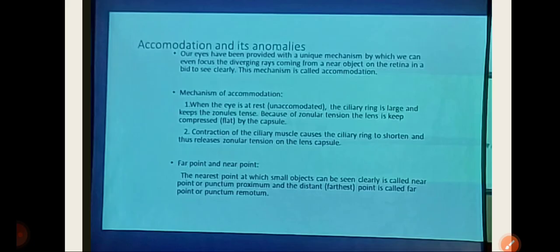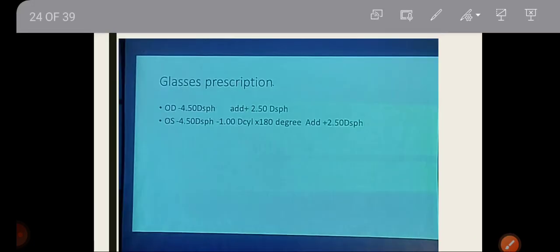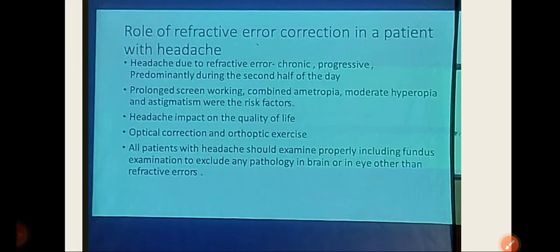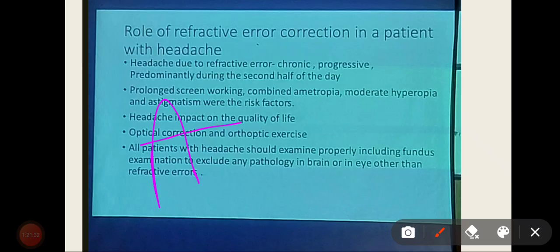So, range and amplitude of accommodation. The range of accommodation is the distance between the near point and the far point. The amplitude of accommodation is the difference between the dioptric power needed to focus at the near point, this is P, and the far point, this is R. So A equals P minus R.